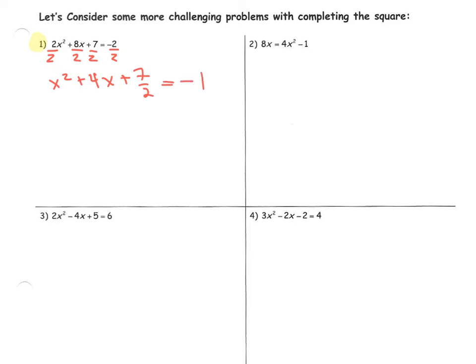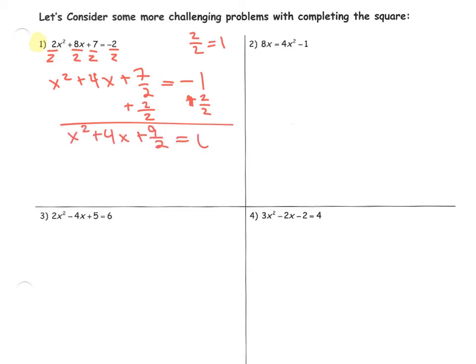I'm going to bring over the 1. I can really rewrite this as plus 2 over 2. Plus 2 over 2, right, because negative 1, I'm trying to get rid of it, so add it to the other side, and 2 over 2 is just 1. So I have x squared plus 4x plus 9 over 2.